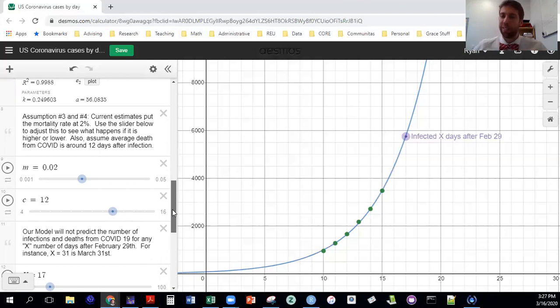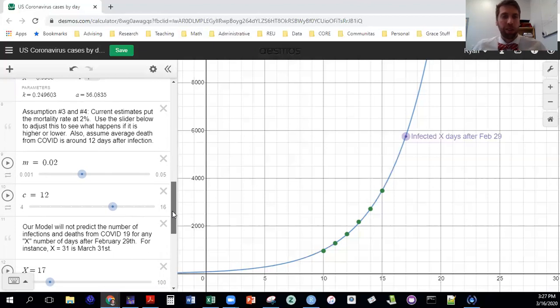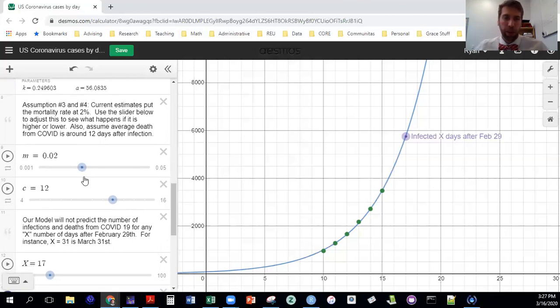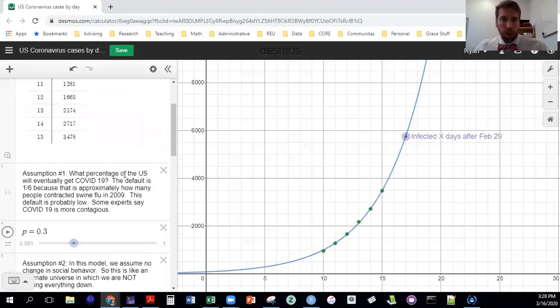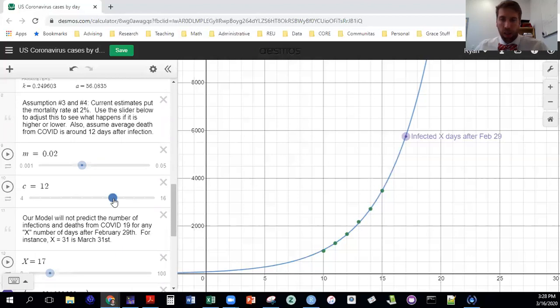We're just doing a nice, simple model here. So this model will have a mortality rate. I think I set the default as 2%, could be 1%, could be 4%. It's not quite known very well right now. And then the number of days that it takes the average person who dies from COVID-19 to die after being infected.